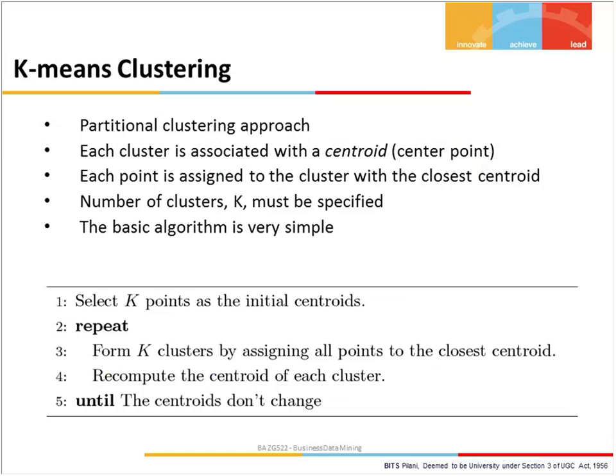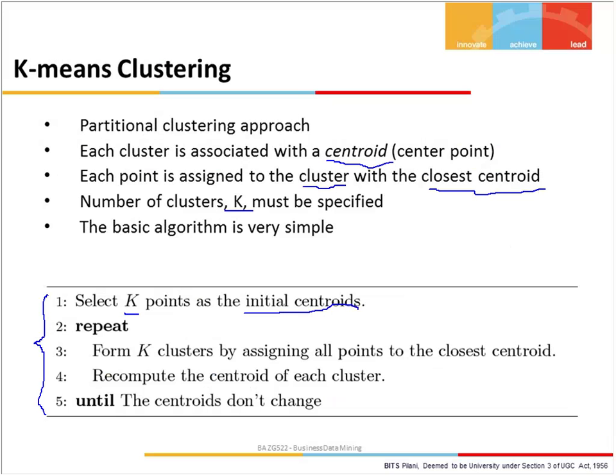Now let's look at the k-means clustering algorithm. This is a partitional clustering approach, and each cluster has a centroid, and each point is assigned to the cluster with the closest centroid. The number of clusters must be predefined, and the pseudocode for the algorithm is simple. Select any k points as initial centroids. We may use some heuristics on how to select, but that's different.